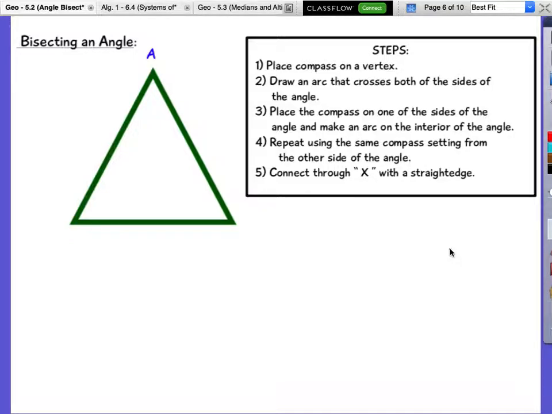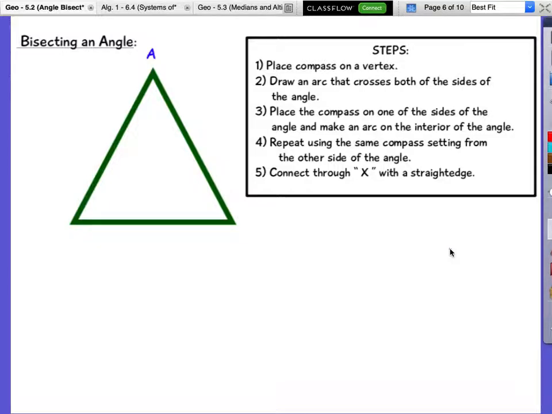Okay, so let's listen up. I want everyone following along, whether or not you currently have the compass in your group. What we're gonna do is follow these instructions. First, place a compass on a vertex. What's a vertex? The point where the sides of an angle come to meet. So here, point A is an example of a vertex. That's what we'll be working off of. So we'll have our compass here.